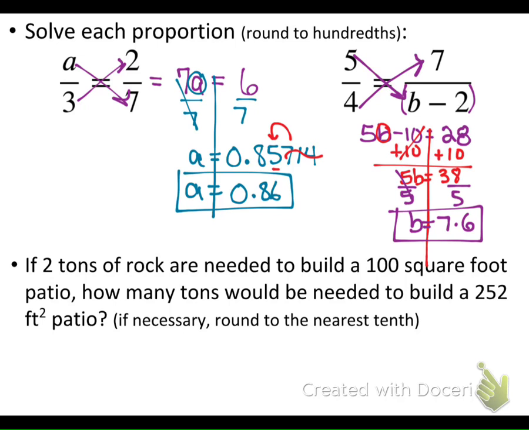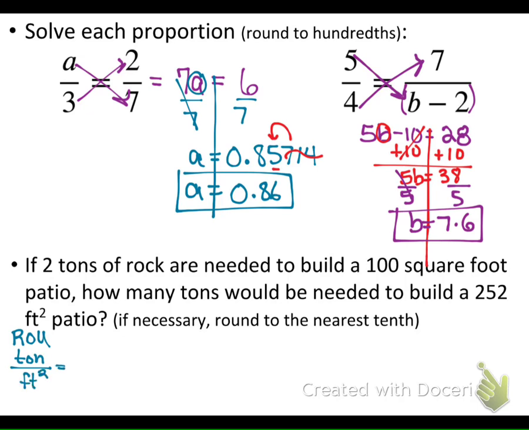All right, bottom part. Now we're going to do a proportion word problem. So if 2 tons of rock are needed to build a 100 square foot patio, how many tons would be needed to build a 252 square foot patio? If necessary, we're going to round to the nearest tenth. So when we're doing proportion word problems, what's the first thing I need to identify? Ratio of units. So what two things are they comparing here? Tons and square foot. So I'm going to put tons over square foot like this.